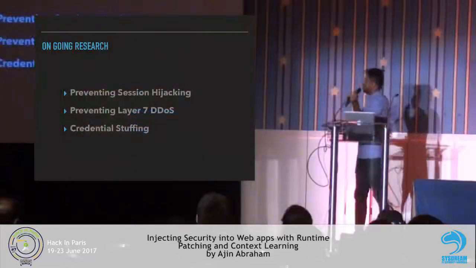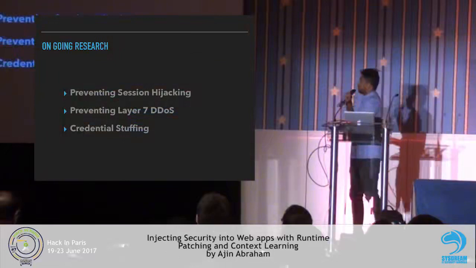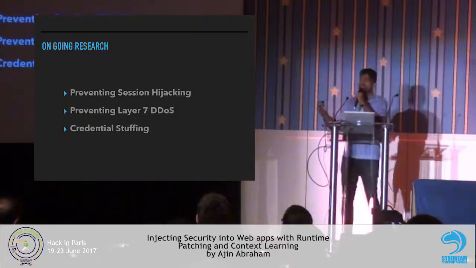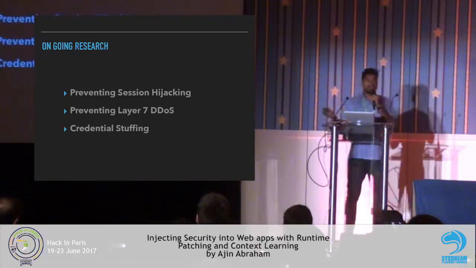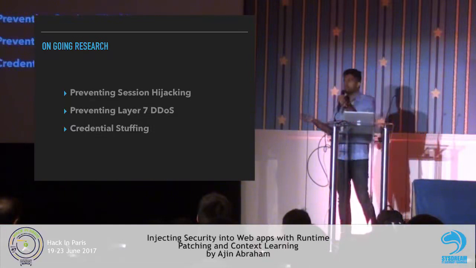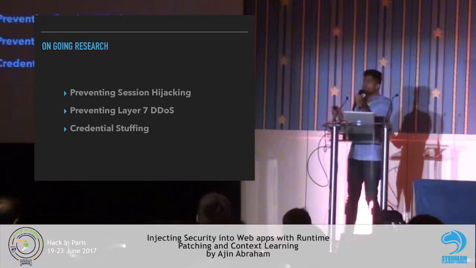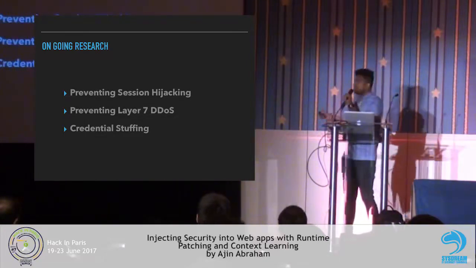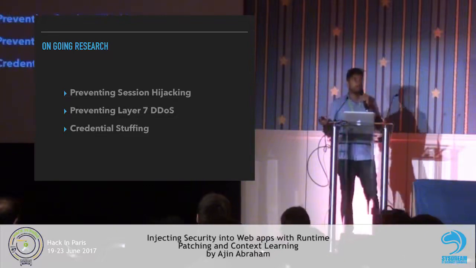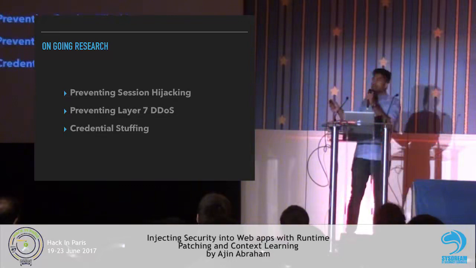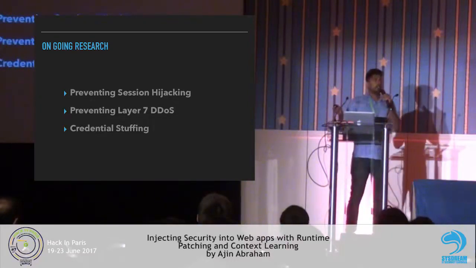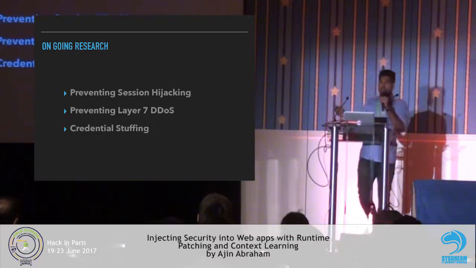This is something that I'm currently working on, to find a possible way to prevent session hijacking, where your users' cookies are still stolen by an attacker, and they later use that to get access to their account. So that is something I'm trying to prevent. Then layer 7 DOS, a new kind of DOS with a lot of botnets out there. You can see it's pretty effective. It's very difficult to detect DOS attacks happening at the application layer.